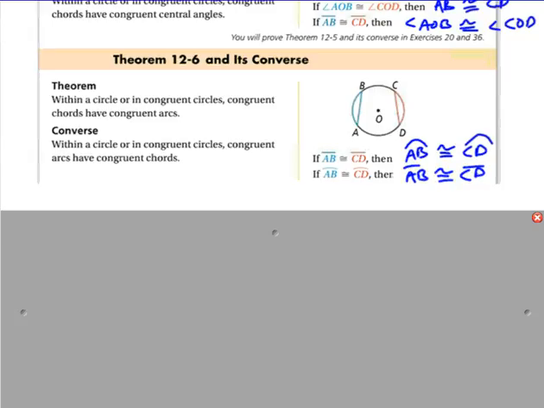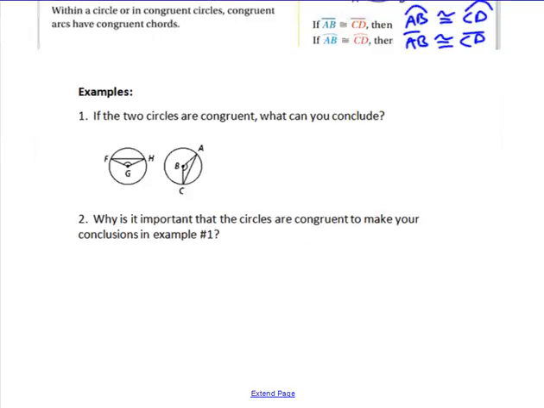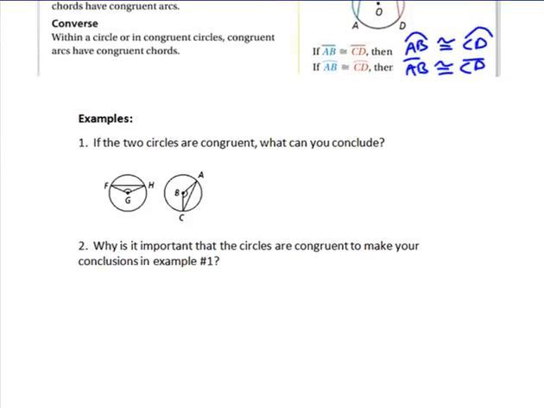All right, and a lot of these theorems, at least the first few, personally I think they just make sense. They're kind of common sense theorems, but they are stated as theorems. They're actually proven to be true for all circles or congruent circles. So a couple examples here. First of all, the first example says, if the two circles are congruent in the picture there, what can you conclude? So we have congruent circles, and we're given that the central angles are congruent.